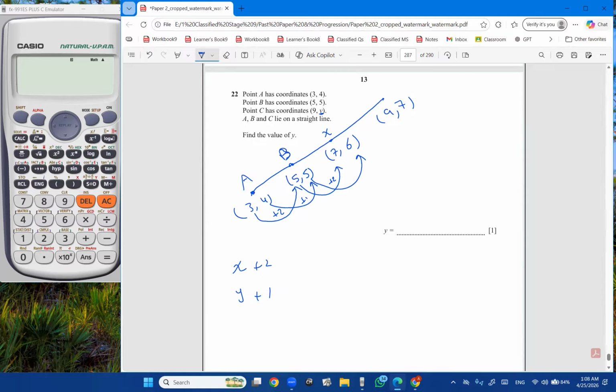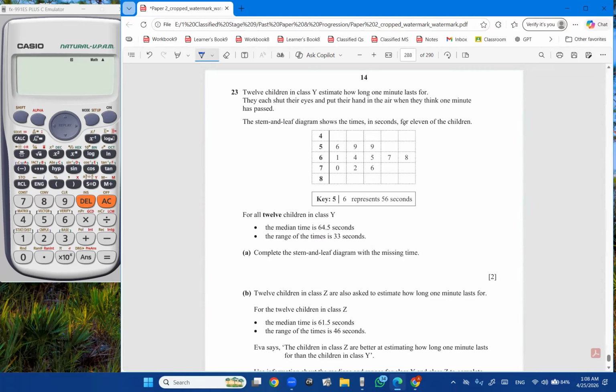12 children in class Y estimate how long 1 minute lasts for. They each shut their eyes and put their hand in the air when they think 1 minute has passed. The stem and leaf diagram shows the times in seconds for 11 of the children. So actually, if you notice, they told you that they're not 11, they are 12. So for all 12 children in class Y, they are 12. The median time is 64.5 seconds.